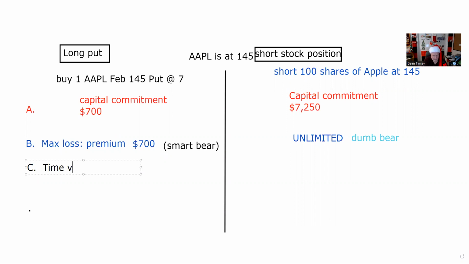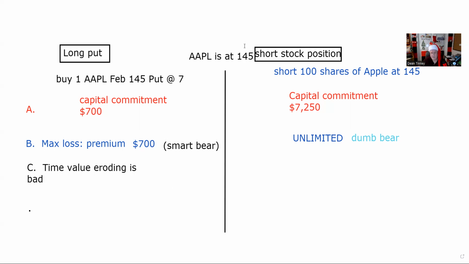Time value dissipating or eroding is bad, because remember, when you buy the put you've got to be right on three things. You've got to be right about direction: you're choosing down. You've got to be right about how far down, 7 points, to cover your out-of-pocket cost. And then you've got to be right about the timing. So in this example, if Apple's 145 and it remains unchanged, the time value is going to be poof, and you're going to lose the entire $700.